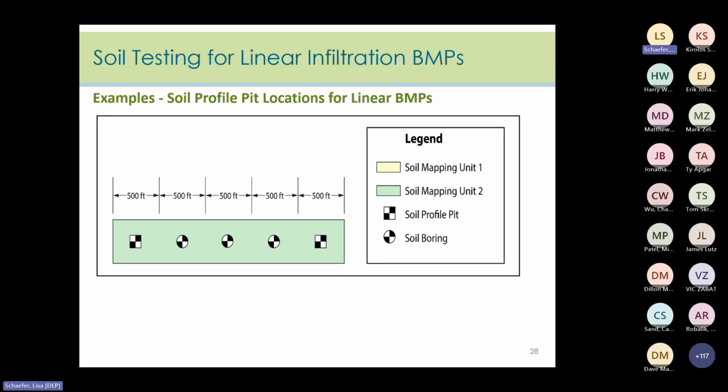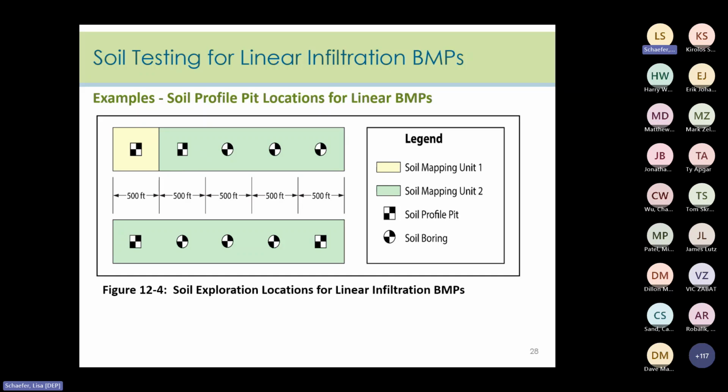For a second example site, there's a linear infiltration BMP with a total length of 2,500 feet, all within 1 soil mapping unit. What's needed is the required pit for the first 500 linear feet, followed by 1 boring for each additional 500-foot increment, and 1 more pit for the additional 2,000 linear feet after the first 500 feet covered by the initial pit. So these are examples that appear as figure 12-4 in chapter 12 of the BMP manual.